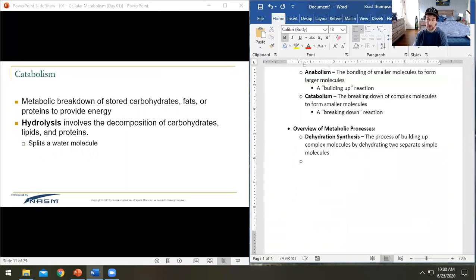Now let's look at the other direction. Let's go catabolic. Let's break stuff down. How do I take that chicken breast and break it up into individual little amino acids, right? That's the process of digestion. I take something that's very complex and I split it up into individual little simple parts.